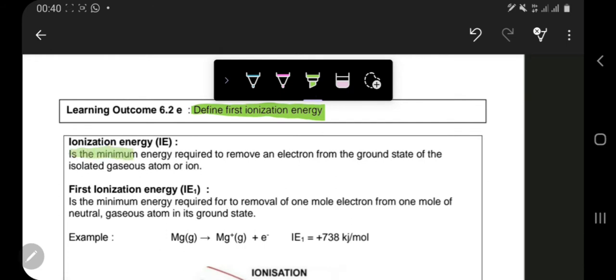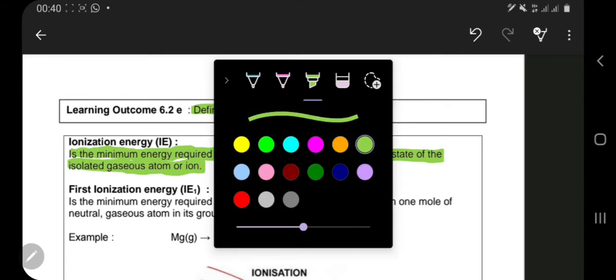Ionization energy is the minimum energy required to remove an electron from the ground state of the isolated gaseous atom or ion, which means ionization energy is used to remove the valence electron. Alright, so what is meant by first ionization energy?